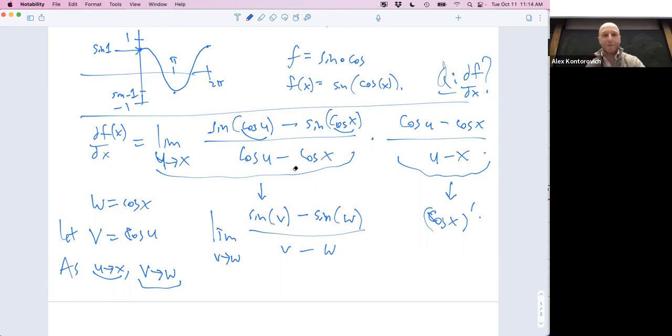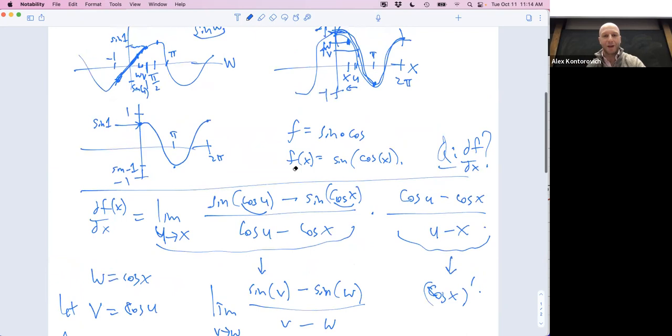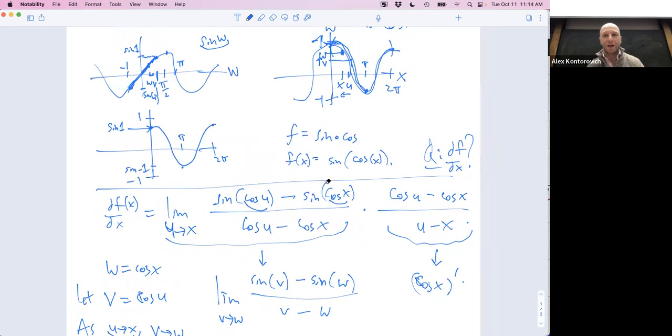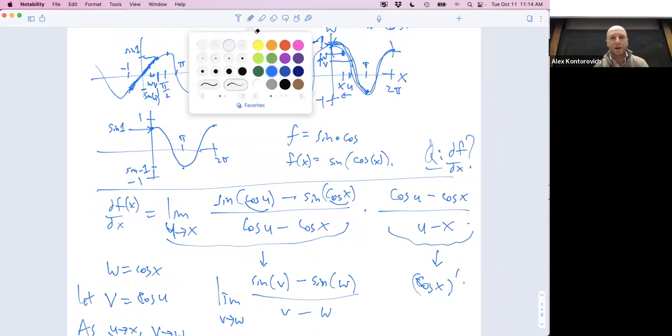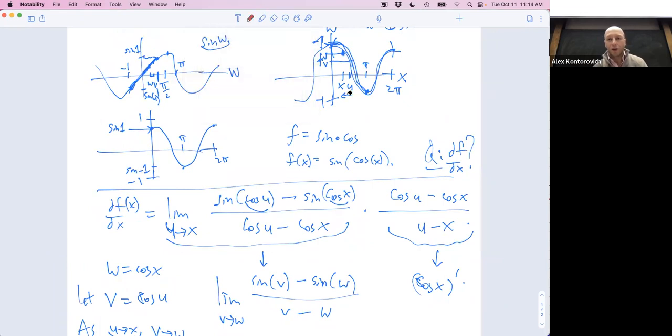Yes. Let me try to explain the graph again while also having this there. Okay, let's get a little color. So u is getting closer and closer to x. That's this u and x. That's this limit as u goes to x.